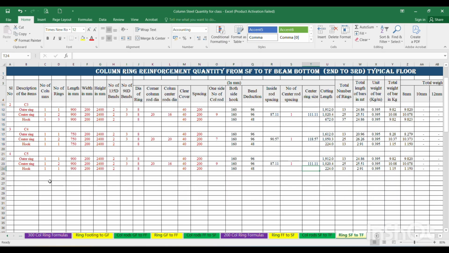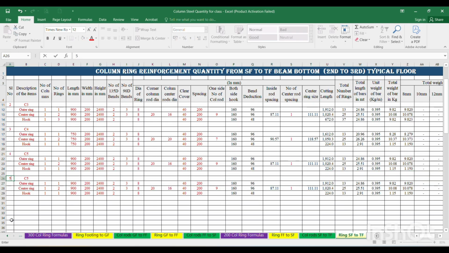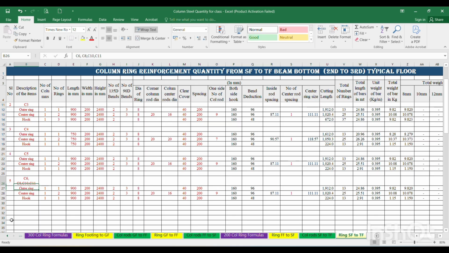What you have to do, again, copy this cell with Control C, and take one more line, change the serial number, and enter the columns you got: C6, C8, C10, C11. So these are the columns you got. Here it is taking double line, no? So here some wrap text is there, just click this wrap text, then it will come in one line and align to the left.